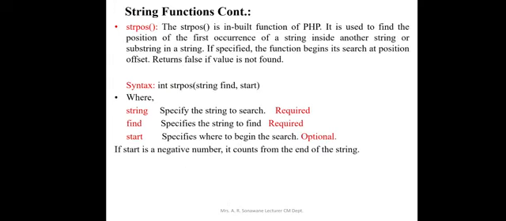The next function is strpos. This function is responsible for finding the first occurrence of a string inside another string. If specified, the function begins its search at the position of an offset, and it returns false if the value is not found. So the syntax is int as a return type, strpos(string, find, start). String is the string to be searched. It is a required or compulsory attribute. The next attribute is find. It specifies the string to find, which is again a compulsory attribute.